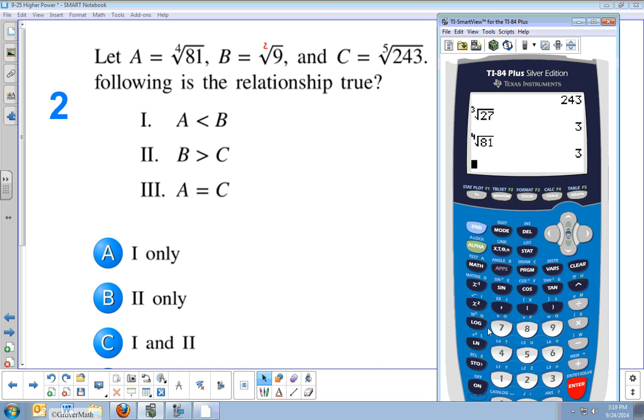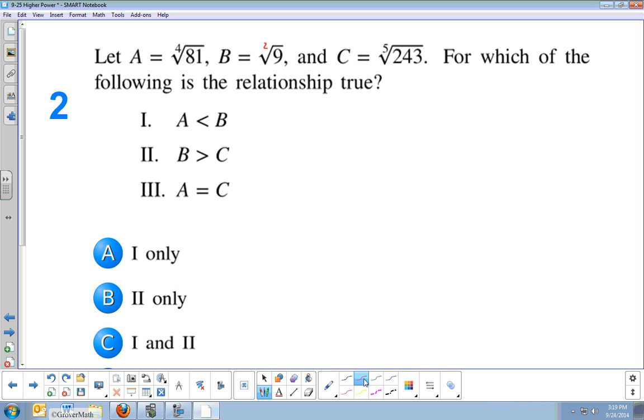is 3. The square root, I could do what we were doing for that, or I could do my usual square root stuff. The square root of 9 is 3. And the fifth root, so fifth, and then math 5, for fifth root of 243 is also 3. What do you know? So, A is 3, B is 3, C is 3.